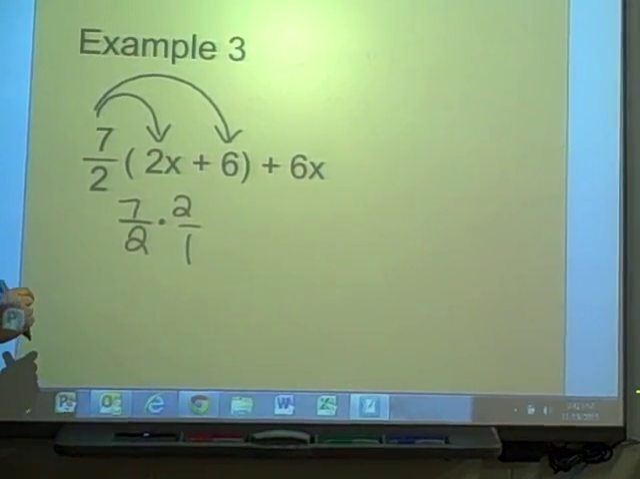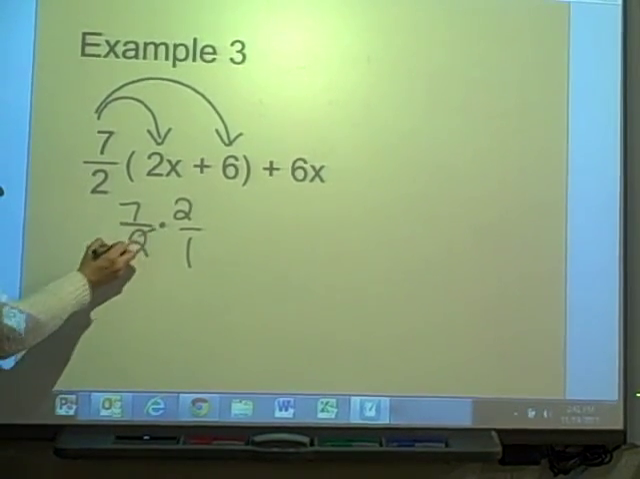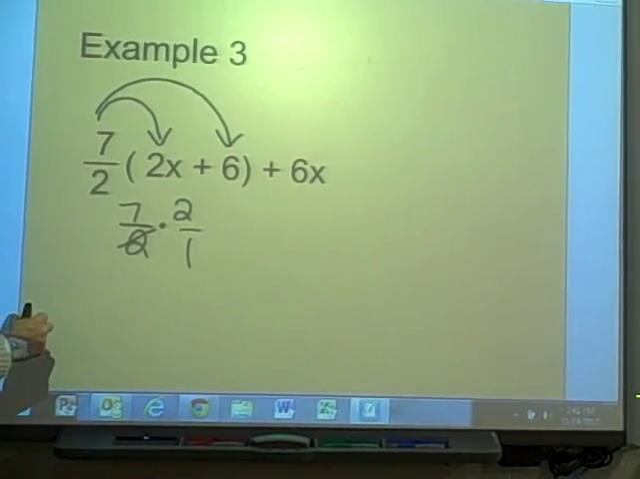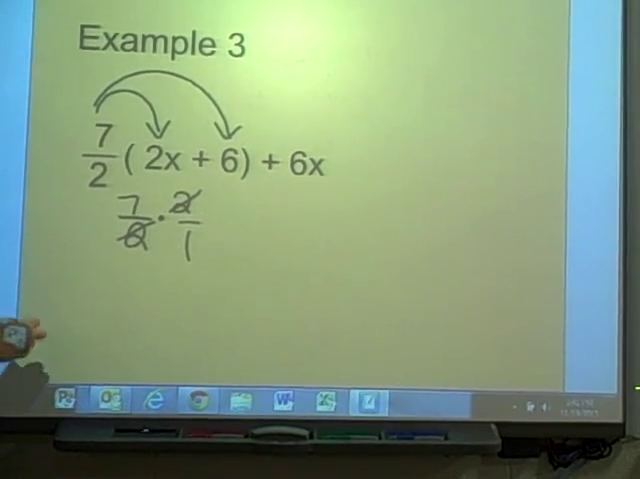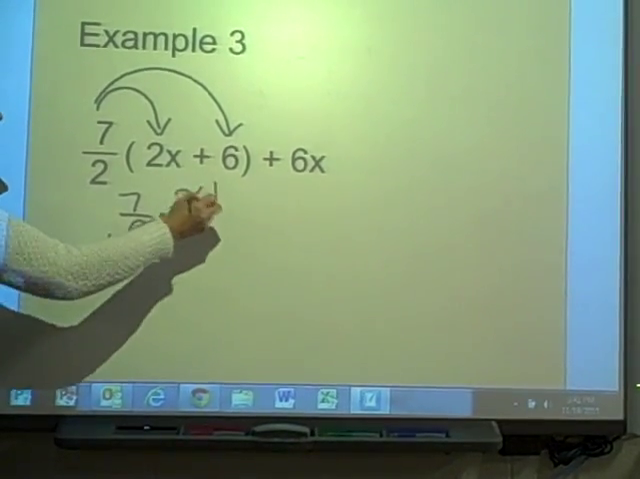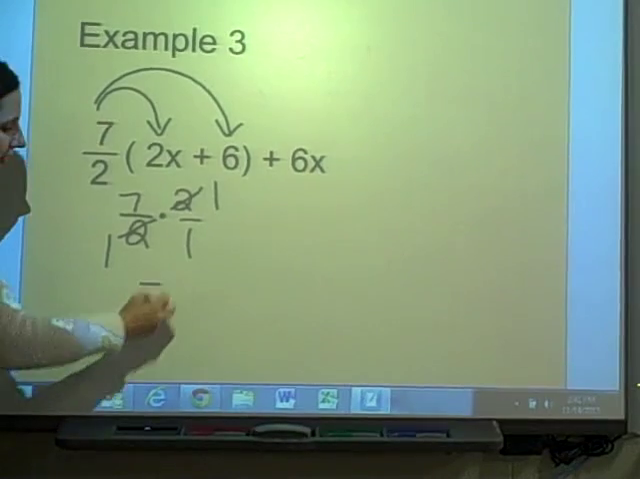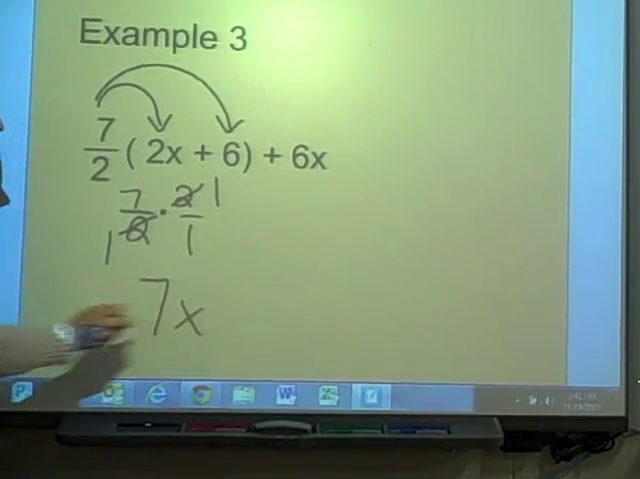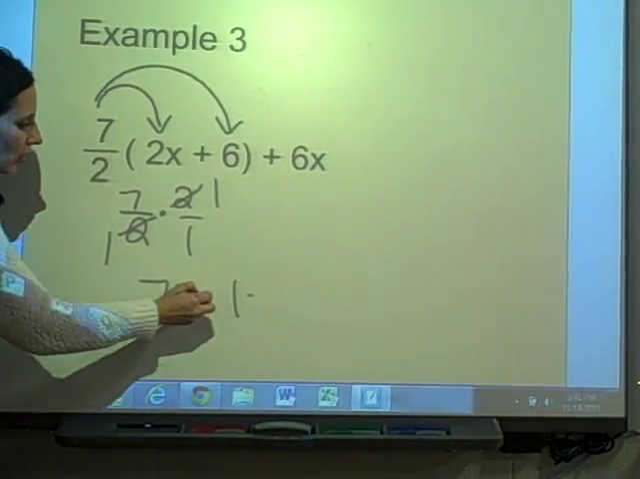But wait, I can always simplify before I multiply. What is a common factor of 2 and 2? I hope you said 2. 2 divided by 2 is 1. 7 times 1 is 7. Don't forget about your x.